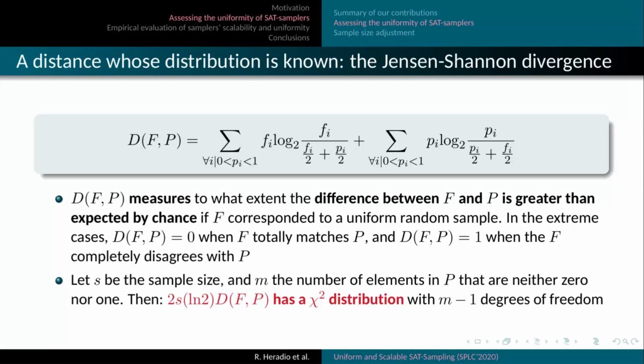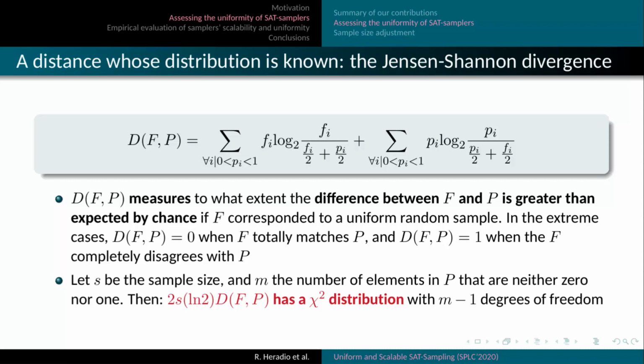To compare the empirical frequencies with the theoretical probabilities, we use the Jensen-Shannon divergence, which ranges from 0 to 1. 0 when there is no divergence at all, that is, when the frequencies and the probabilities match perfectly, and 1 when the divergence is total.